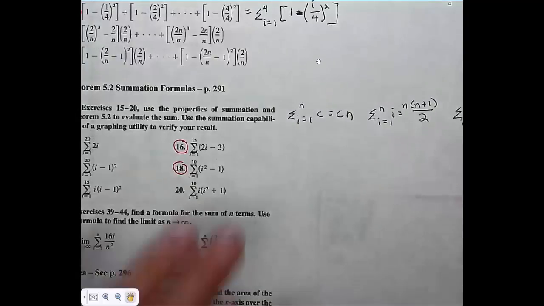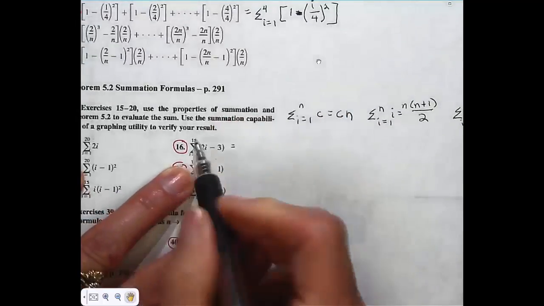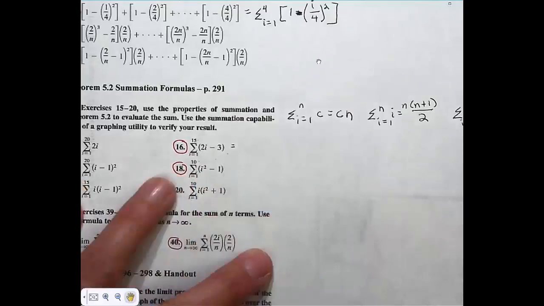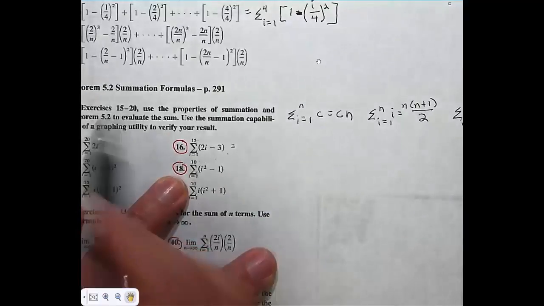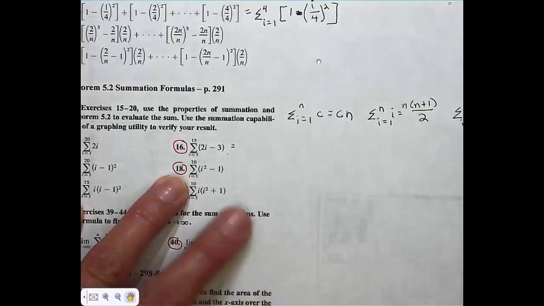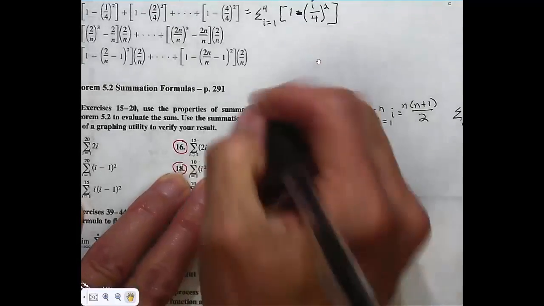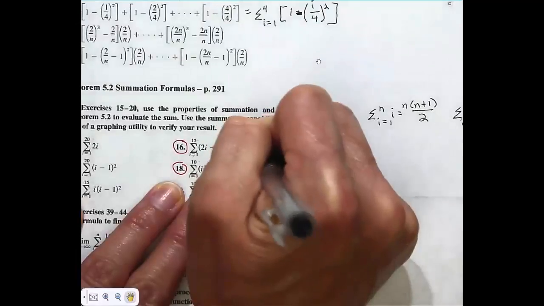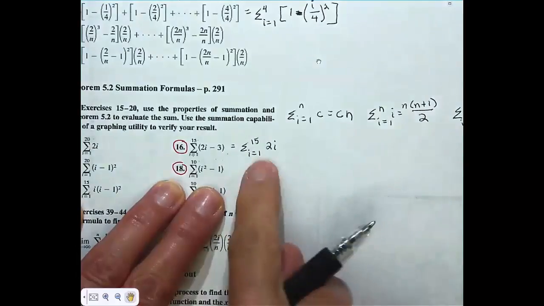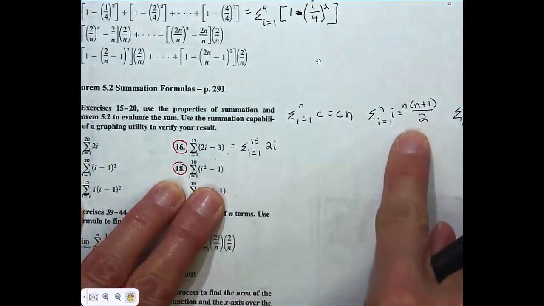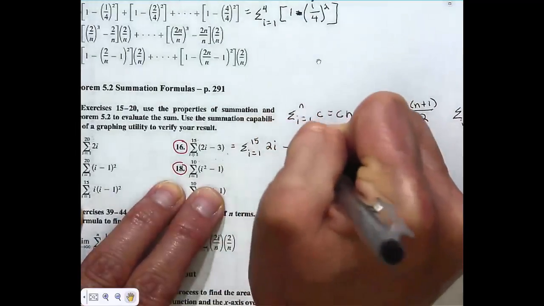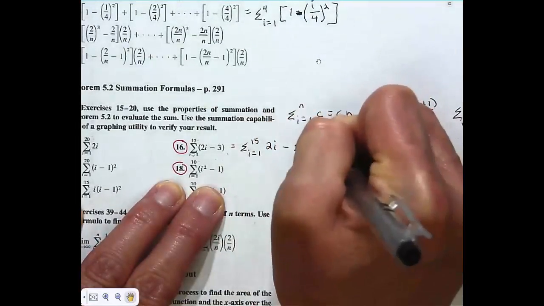Number 16, the sum from i equals 1 to 15 of 2i minus 3. One thing I didn't tell you, Theorem 5.2 says you can take the sum of a binomial by taking the sum of each term. So I can split that apart into the sum from i equals 1 to 15 of 2i and use this formula to figure out what that is, and then subtract the sum from i equals 1 to 15 of 3.